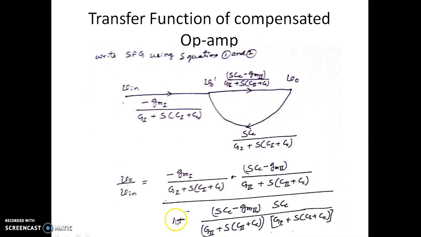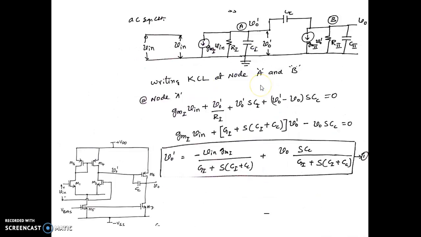Now this is actually 1 minus, sorry, I would have corrected this, but in the subsequent slides it has been corrected. Because we have a positive feedback, it's actually 1 minus this product, this into this, because this is the loop gain. So that is SC minus GM2 divided by G1 plus SC2 plus CC. So that's what we have.